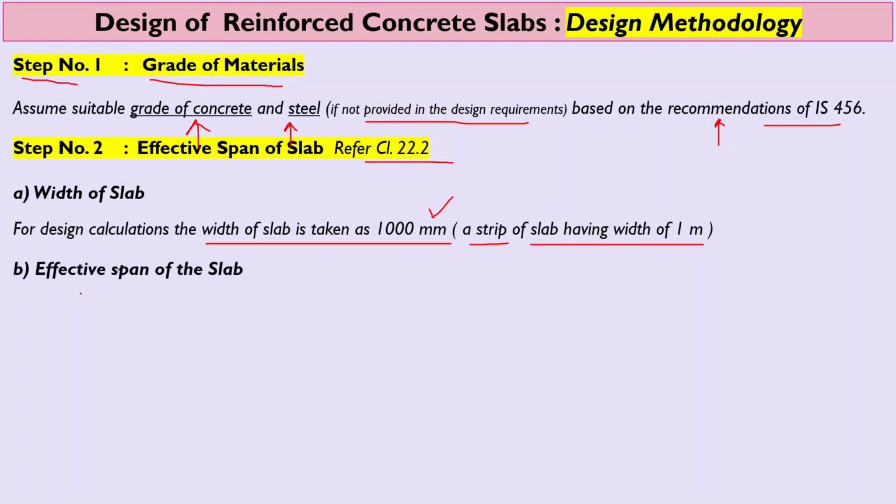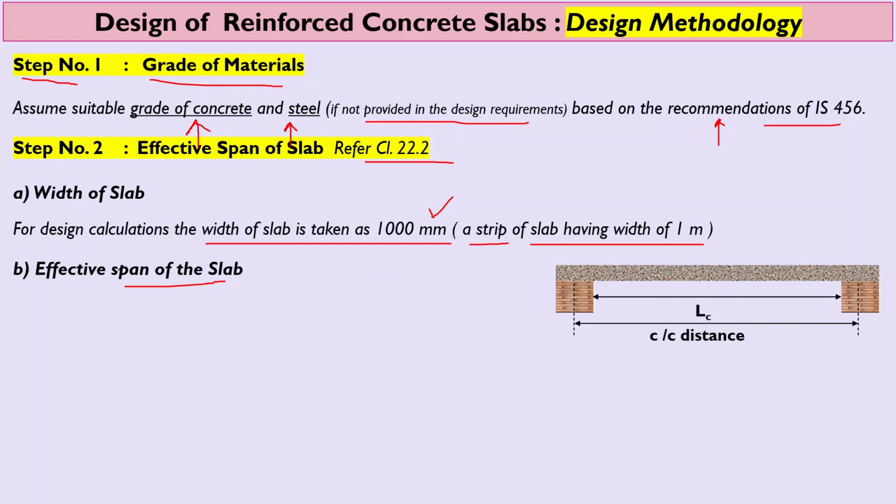Now the next step is the effective span of the slab. How to get the effective span? So you can see here there is a slab, and that slab is supported on two walls. That means it is a simply supported type of slab, having clear span length LC and the center to center support distance. This will be the center to center support distance.